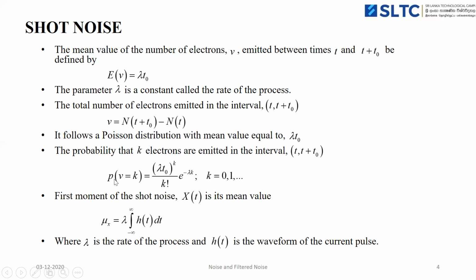So we can find out what is the first moment of the short noise, x of t. The first moment of the short noise is the mean value, denoted by mu x equal to lambda integration from minus infinity to plus infinity of h of t dt, where h of t is the current pulse. So we have to integrate the current pulse over the interval minus infinity to plus infinity, and after integrating we get the mean value of the short noise.